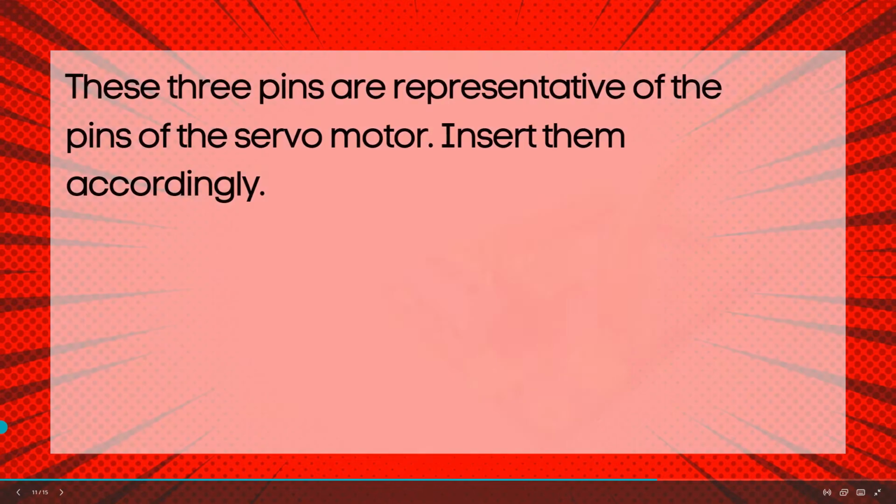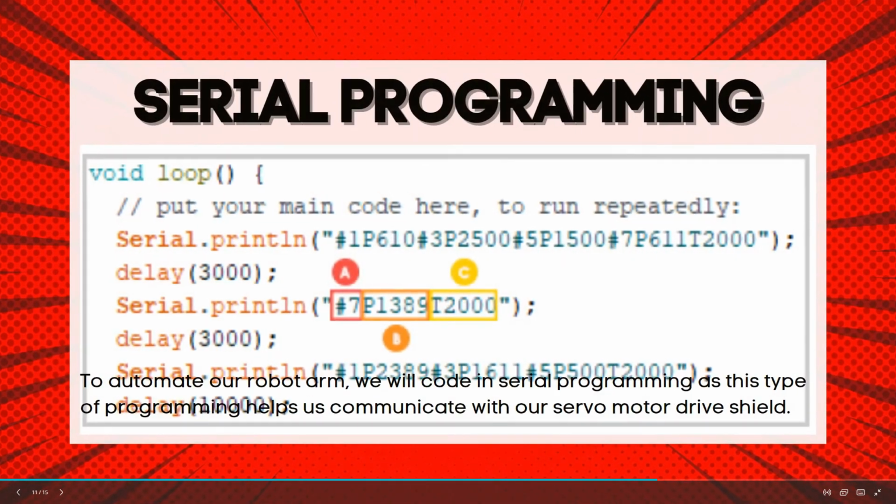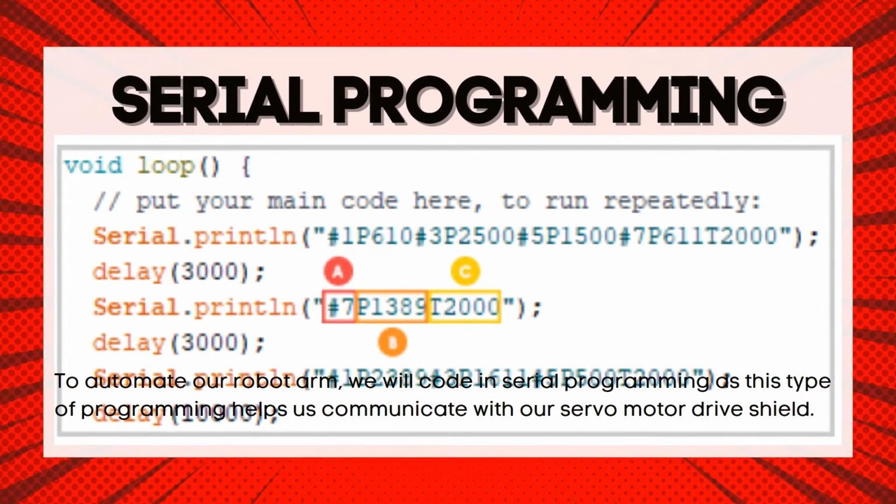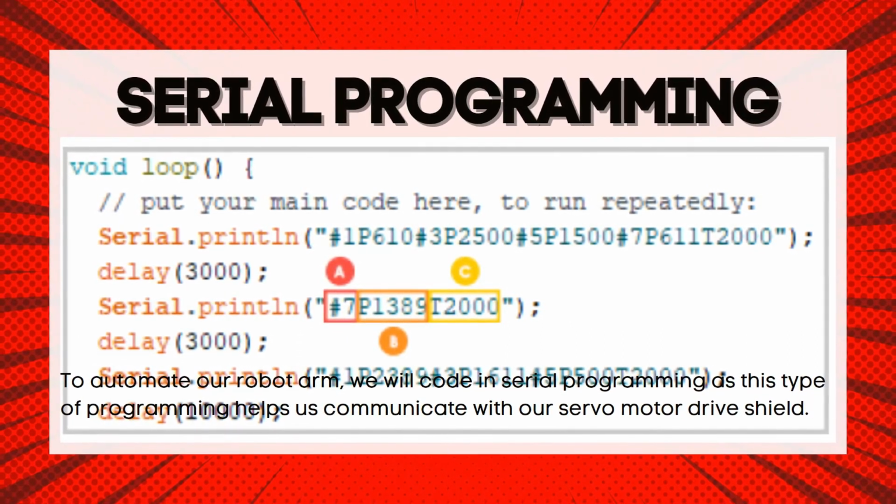So aside from the hardware part, we also have the software part, or the program. So these are the serial programming. To be able to automate our robot arm, or to program our robot arm, we will code in serial programming, as this type of programming helps us communicate with our servo motor drive shield. So we have here our sample.